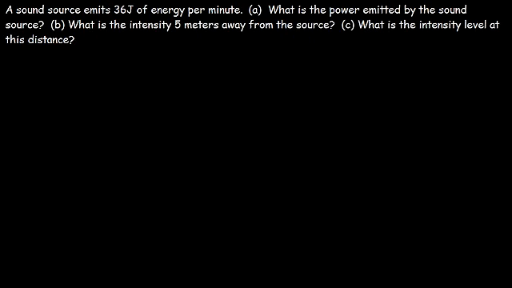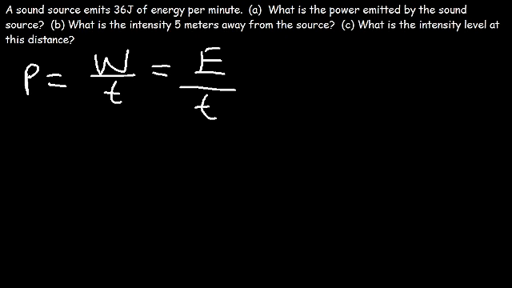A sound source emits 36 joules of energy per minute. What is the power emitted by the sound source? Power is work divided by time, and work is basically how much energy is transferred. So you can think of power as being energy divided by time, which is joules divided by seconds.